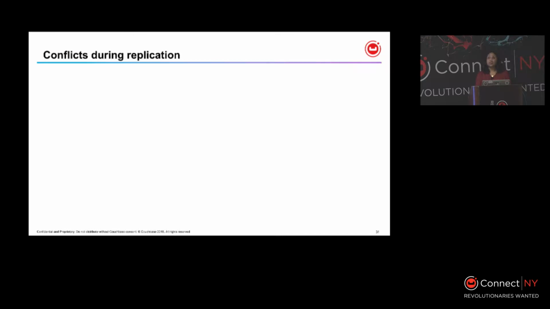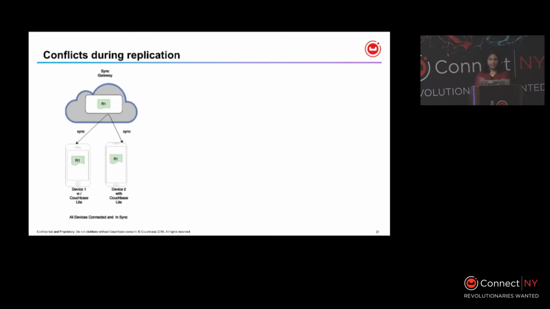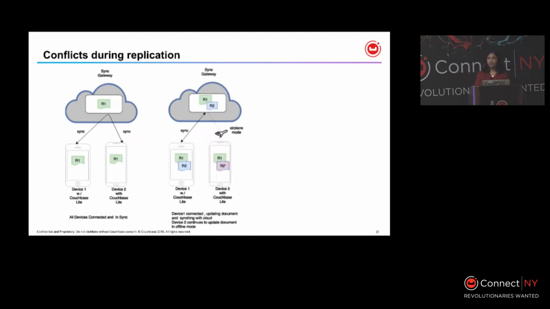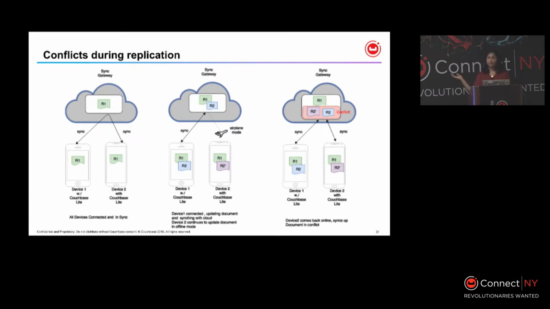Conflict can also happen during replication. Let's say you've got this set up with two devices which are syncing up with a sync gateway. All of them, in a utopian world, have the same revision of the document. But we don't live in such a world. Let's say that one of the devices gets offline, and while it's offline, it's editing this document. Now on the other device, the same document is being edited. It's online, so it's getting synced up to the cloud. Later on, when the offline device comes back online, it tries to push the document, you're going to have a conflict. In 1.4, you had to deal with how you handle these conflicts.